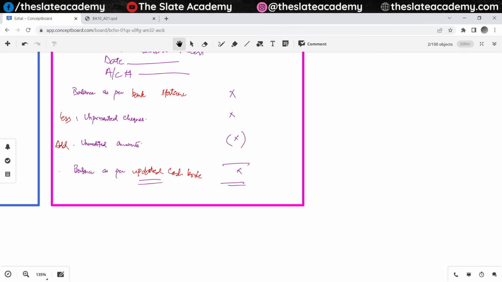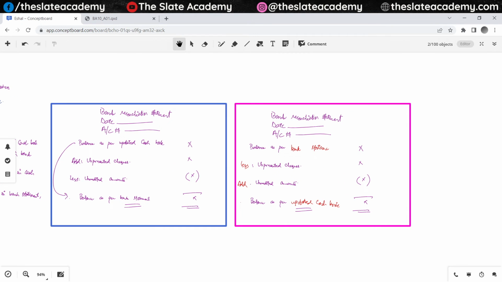Some students make the mistake of rote memorizing that unpresented checks get added or get subtracted. That's not the way to go about it. The better way is to understand why they get added when they get added and why to deduct them when we're deducting them. So if you're going from updated cash book to bank statement, we add the unpresented and less the uncredited amounts, and other way around if we are going from bank statement to updated cash book.